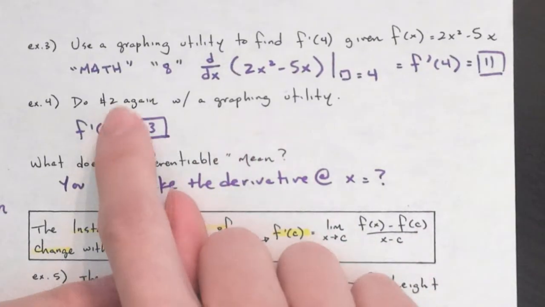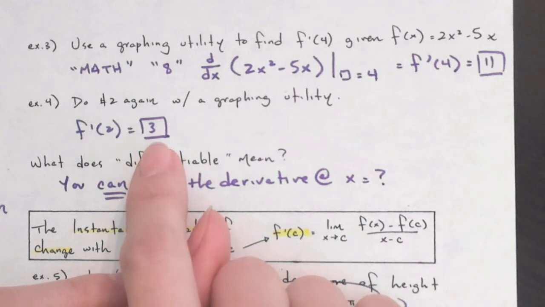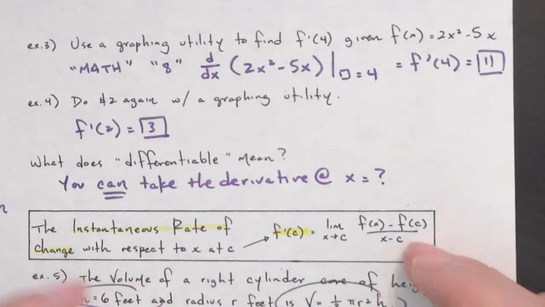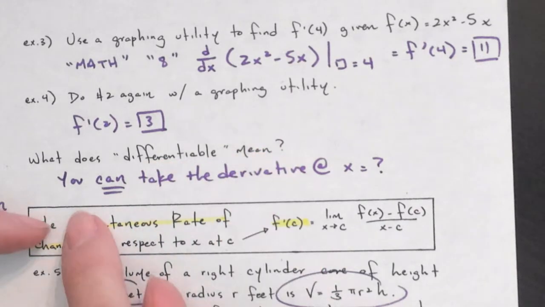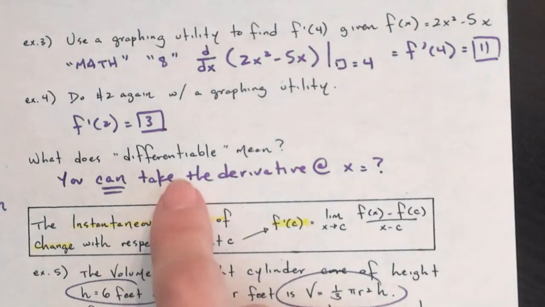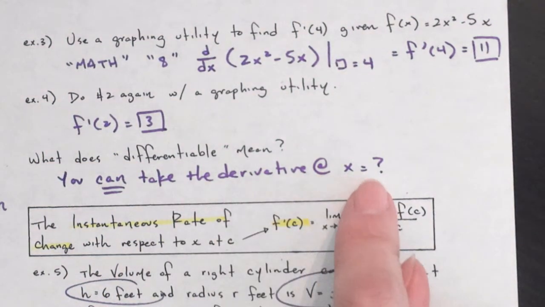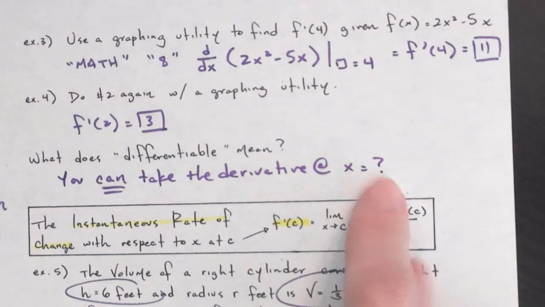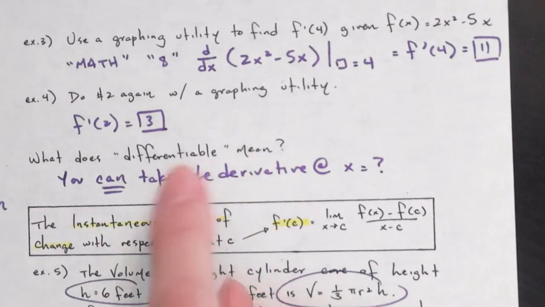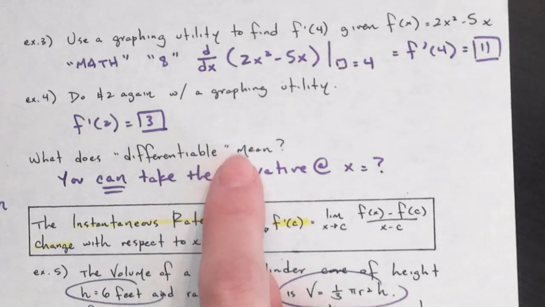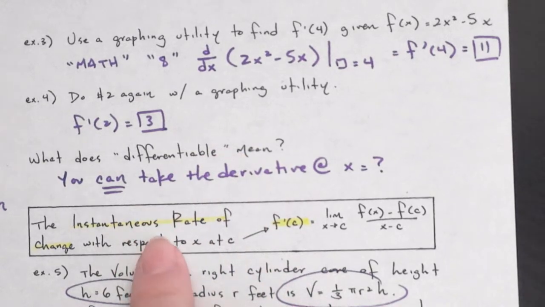You're going to try number 2 with the graphing calculator, and I'm hoping that you get 3. What does differentiable mean? Differentiable just means you can get a derivative at that place for the x value. Like if something's differentiable at x equals 5, there is a slope at x equals 5. That's all it means, okay?